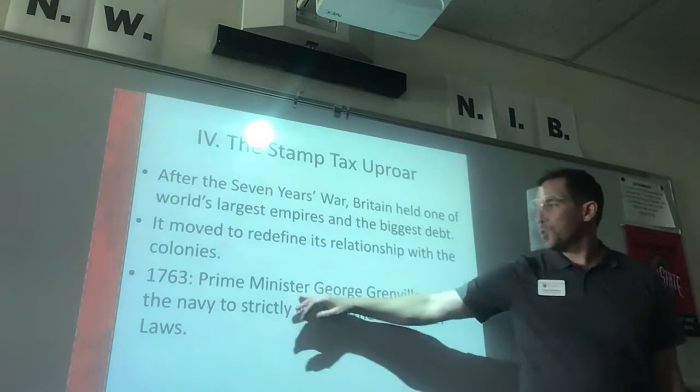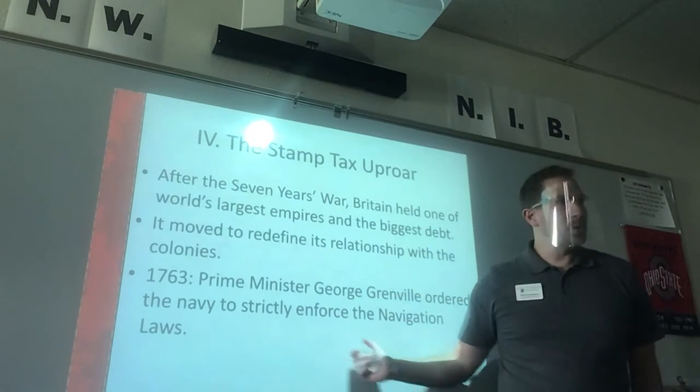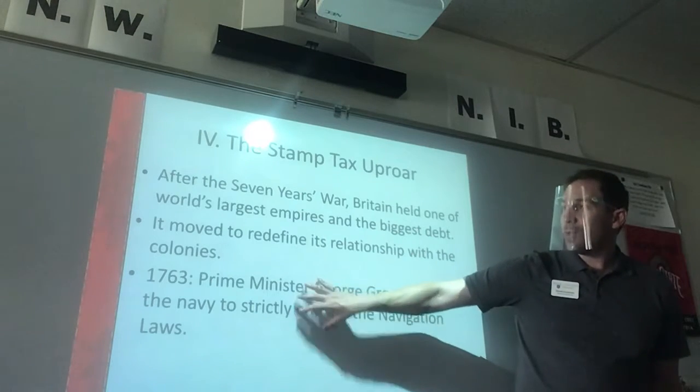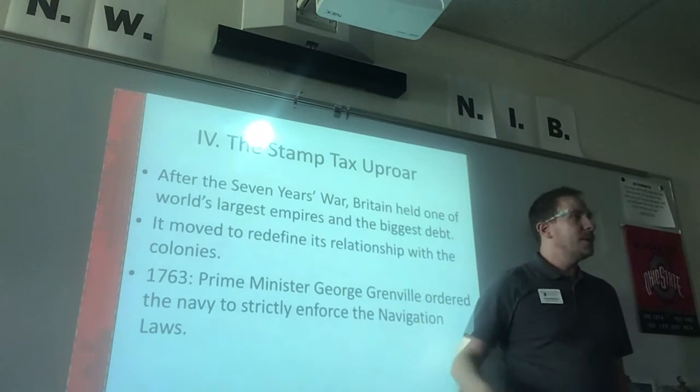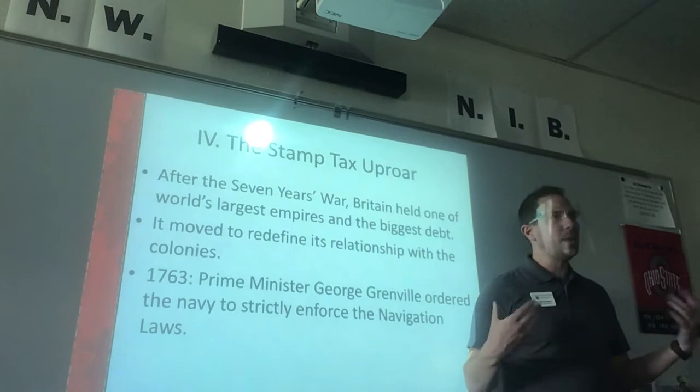Ultimately, Prime Minister George Grenville will be tasked with enforcing first those navigation laws. So we're talking 63, those were passed back in the 50s, not strictly enforced. That term, salutary neglect, in which Britain did not enforce a lot of the taxes.